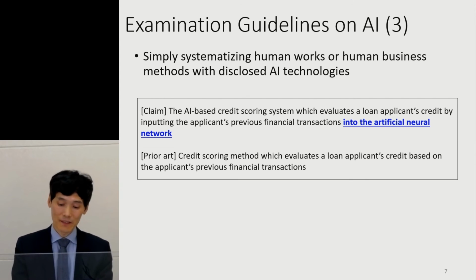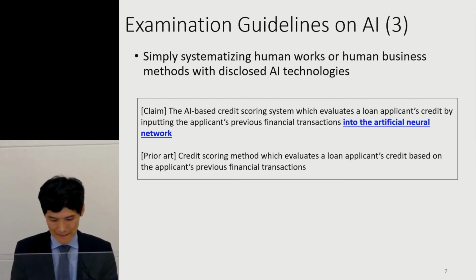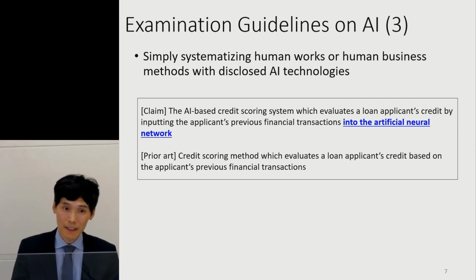The second case is about credit scoring. The prior art in the second case disclosed a business method of human works or human business. If human works or human business method can be simply systematized with disclosed AI technology, the claim cannot be patented. Next, please.